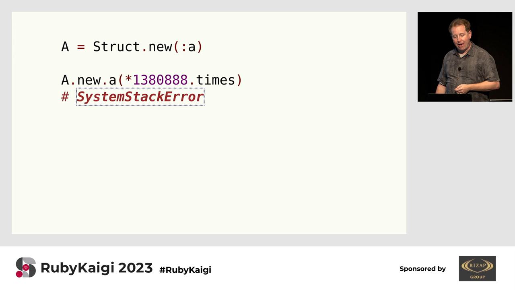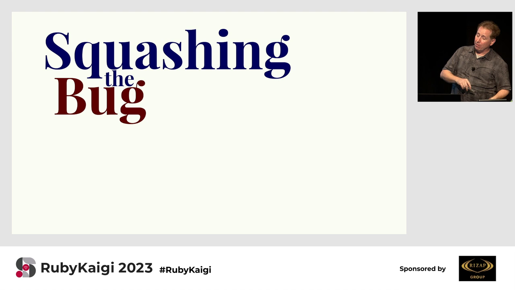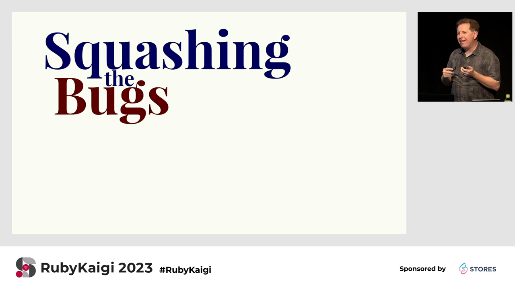Same issue is true for the member setter method. Now, squashing this bug, both for method types that could accept a large number of arguments and to get the correct exception raised for method types that only accept zero or one argument, took quite a long time. And then one issue for this, as I mentioned, is that this issue is not really a single bug, but a whole class of related bugs.